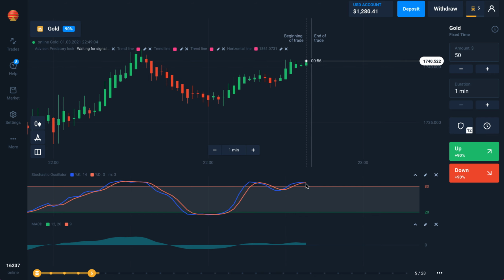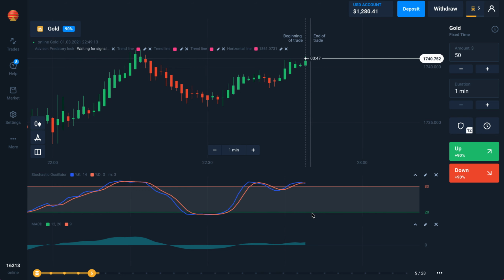So we wait for this to cross below 80% overbought. And the same thing in reverse: we also wait for it to cross back above oversold 20%. Here is the number exactly right there, and then we will also apply the MACD.